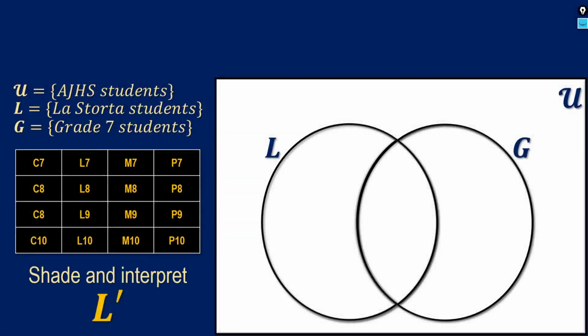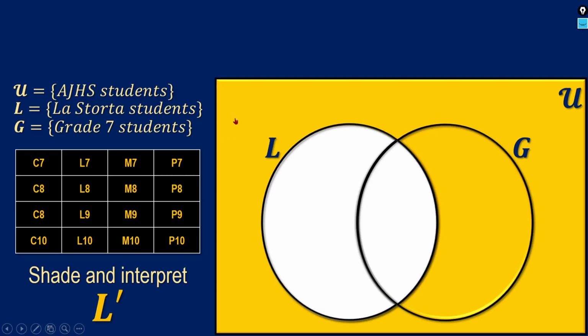Again, pause muna. Imagine kung saan dapat i-shade at imagine kung ano ang dapat na interpretation ng set na ito. L prime. Right. Dapat may sagot ka na if you hit play. L prime, remember, or the complement of L is all elements that are not in L. So, all elements in the universal set outside of the loop of L. And how do we interpret this? Sabi, no? L ay last torta students. E ano yung L prime?